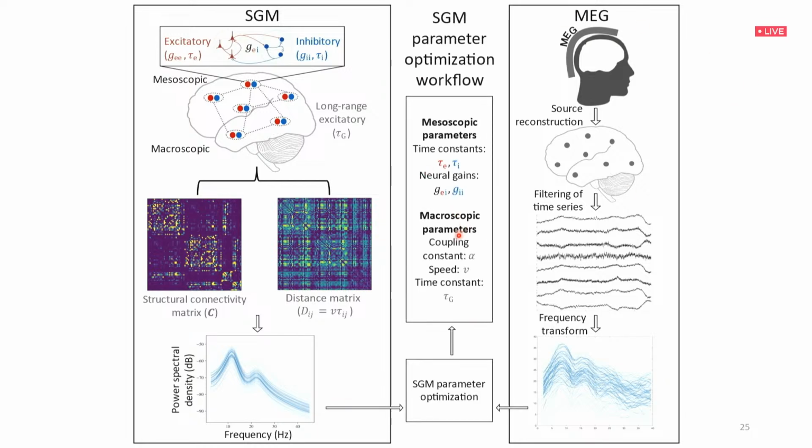So that's what we do, and here the advantage of this particular model really shows up. There are very few model parameters that we need to really optimize for, and they are all global in the sense that they are the same for every brain region, and they all have some meaning. So at the mesoscopic scale, you have some excitatory and inhibitory time constants, you have some gains, and then at the macroscopic scale, you have a coupling constant which regulates the extent to which different brain regions are coupled to each other. Then you have a parameter for speed which regulates the speed at which signals are transmitting from one brain region to another, and then you have the long range excitatory time constants. So these are all the parameters.